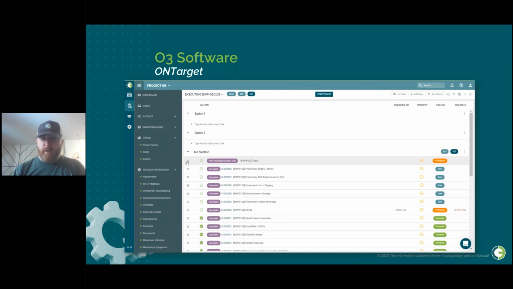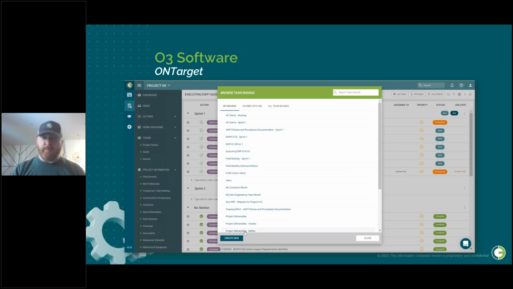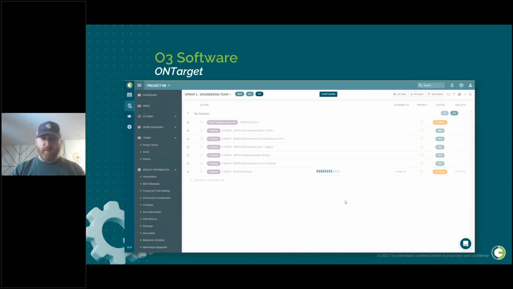O3 has a software called On Target, which is what we use for things like team boards and action tracking, and we actually run our implementations of our software for each new client using these team boards. So this is where we will track all the different integrations that we have to do. We need to link to this tool, we need data from over here, and we can manage those tasks directly within O3 using the On Target software.